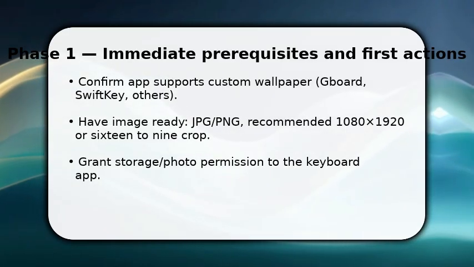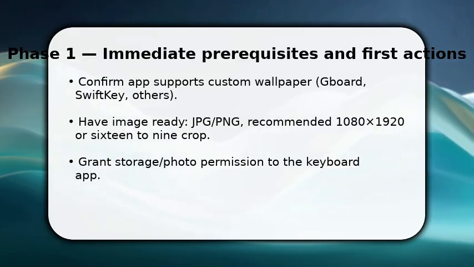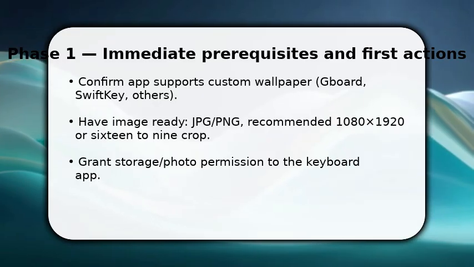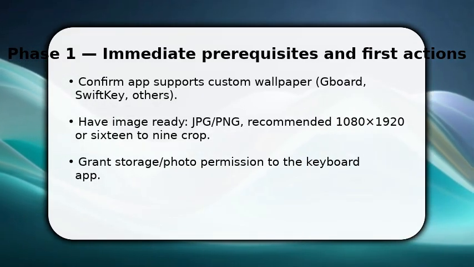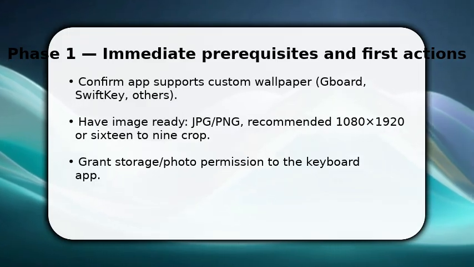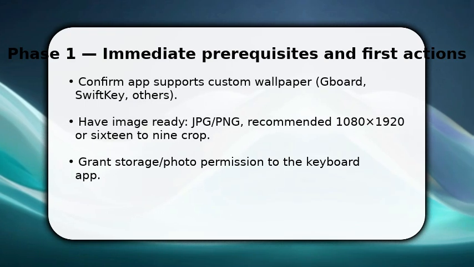Once you give permission to access photos, pick the image and crop roughly 16:9 or full screen so keys remain visible. Make sure the file is JPG or PNG and under 5 MB, otherwise, performance may lag. This step gets everything ready for the actual customization.